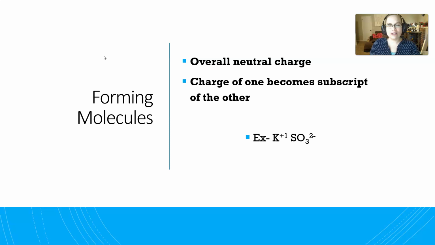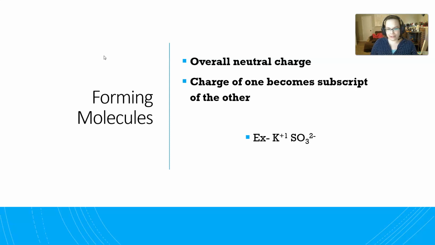All right, so let's talk about if you're going from the name backwards to actually writing the molecular formula. So reminder is that unless it's written with a charge specifically, which they usually are not, molecules are neutral, meaning the overall charge has to be 0. And one shortcut to figuring out what the molecular formula is going to be is that the charge of one atom becomes the subscript of another.